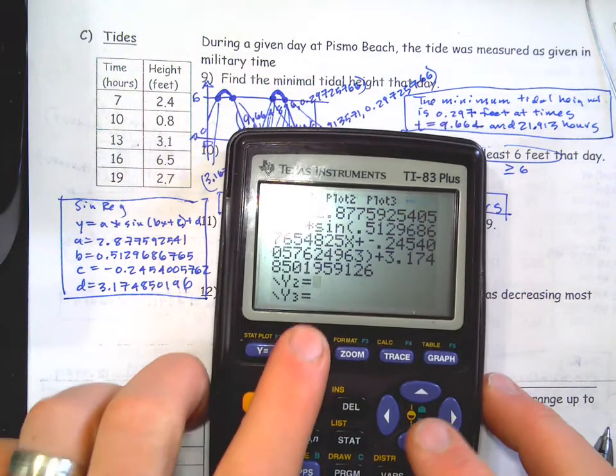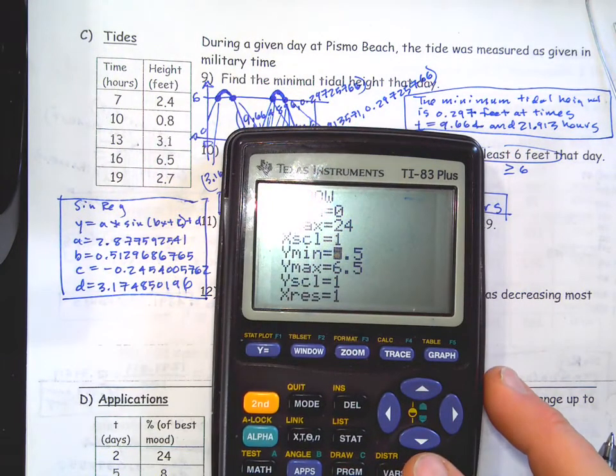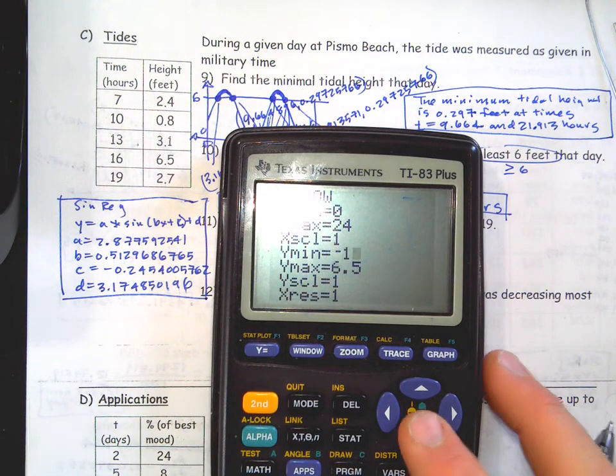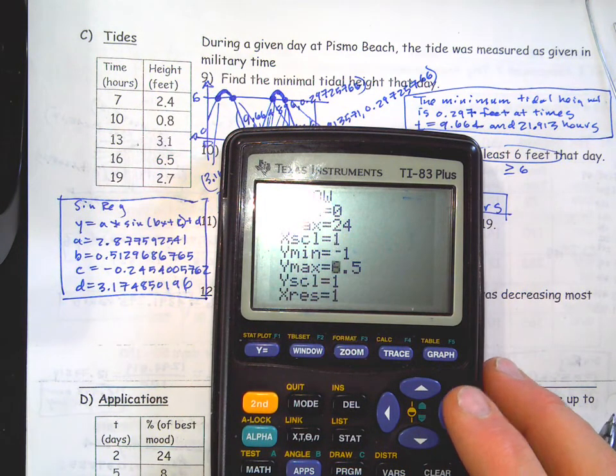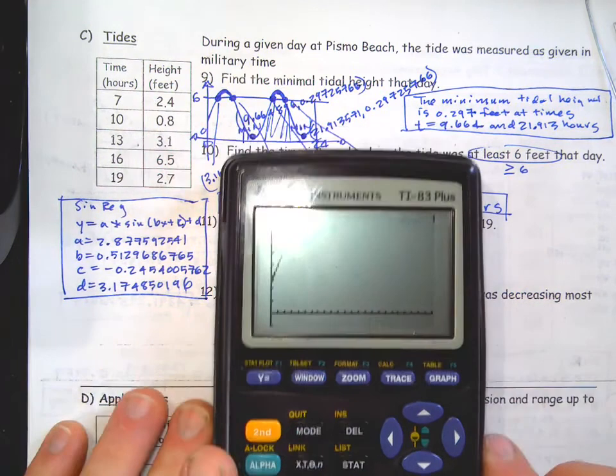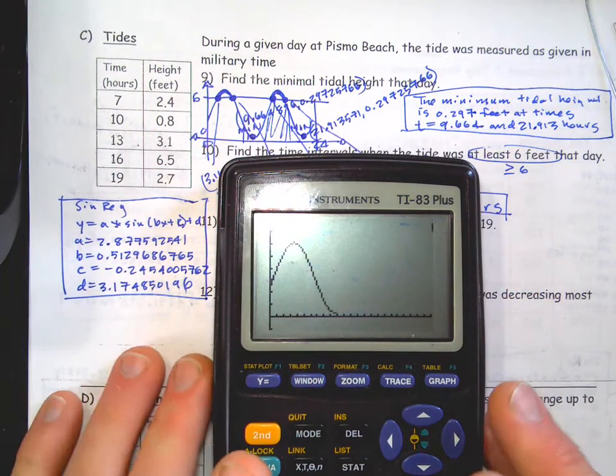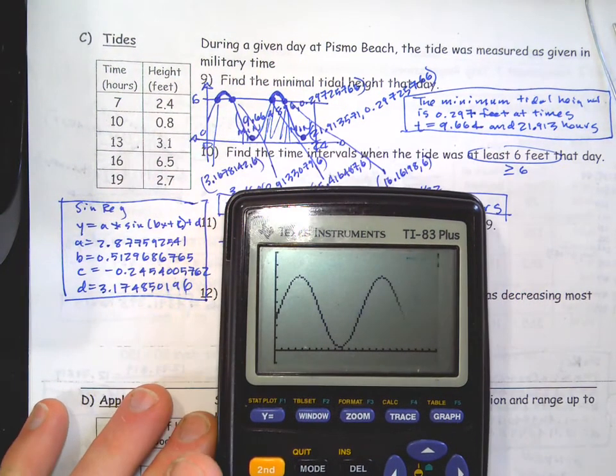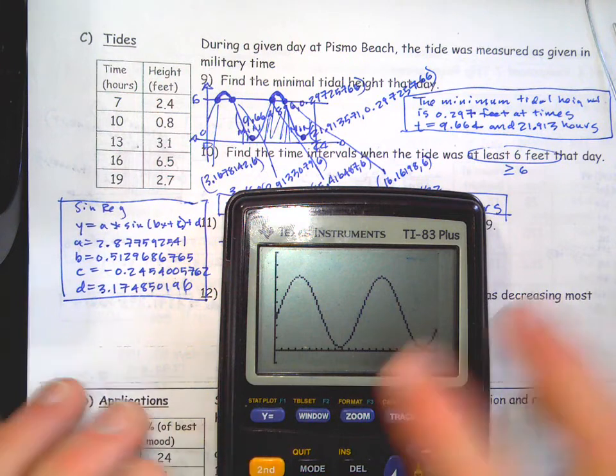I'm going to go back to my window and get a nicer picture. -1 to, I don't know, 8. Or you don't have to do that. Do it from this screen. You could go to the home screen and do it, but it's kind of nice to see it right now.